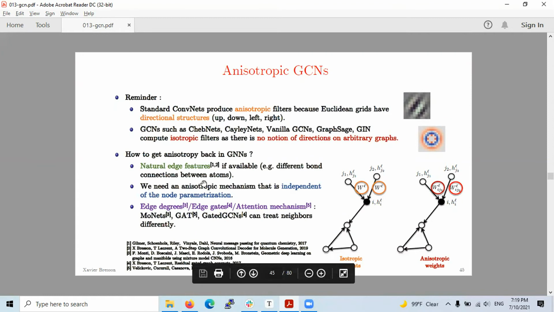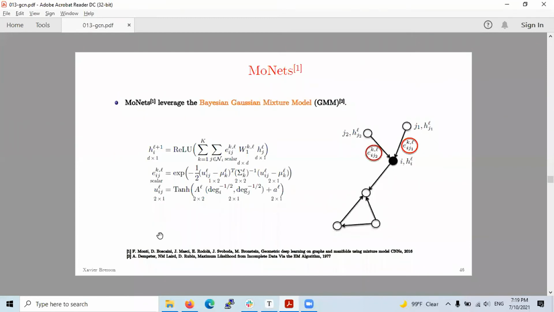Okay, so we have these multiple papers which talk about attention mechanisms, gated attention networks, gated GCNs, which treat neighbors differently with different weights, which eventually gives us direction. Okay, so the next model that the professor discusses is about monads, which leverage Bayesian Gaussian mixture model.